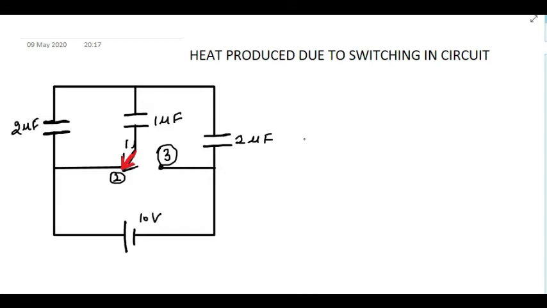So what is the method that we will follow? First of all, we have to find the equivalent capacitance of the circuit. C equivalent is equal to, because the 2 and 1 are in parallel and this 2 microfarad which is linked with 0.3 is in series. So the total capacitance of the circuit will be 2 into 3 divided by 2 plus 3, which is equal to 6 upon 5 microfarad. This is the equivalent capacitance.